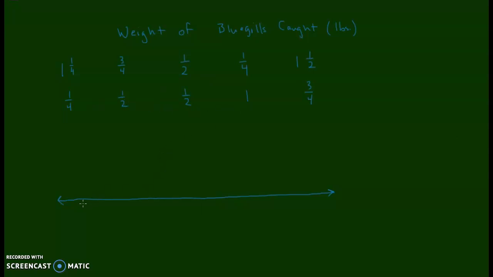Up at the top. So when we start to make our line plot, we have to make sure that we can fit all of the data on our line plot. So our biggest number is 1.5. Our smallest number is 1/4. So I'm going to go ahead and make this go from 0 to 2. And so our 1 will be here in the center.